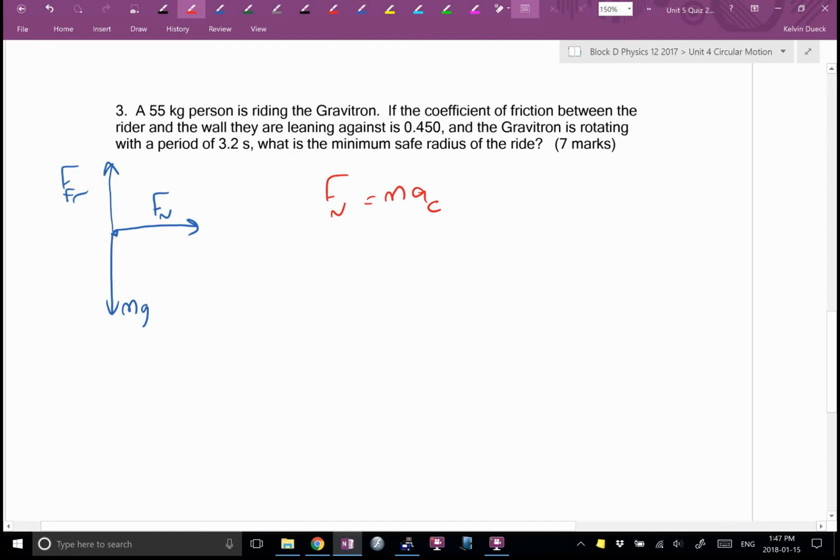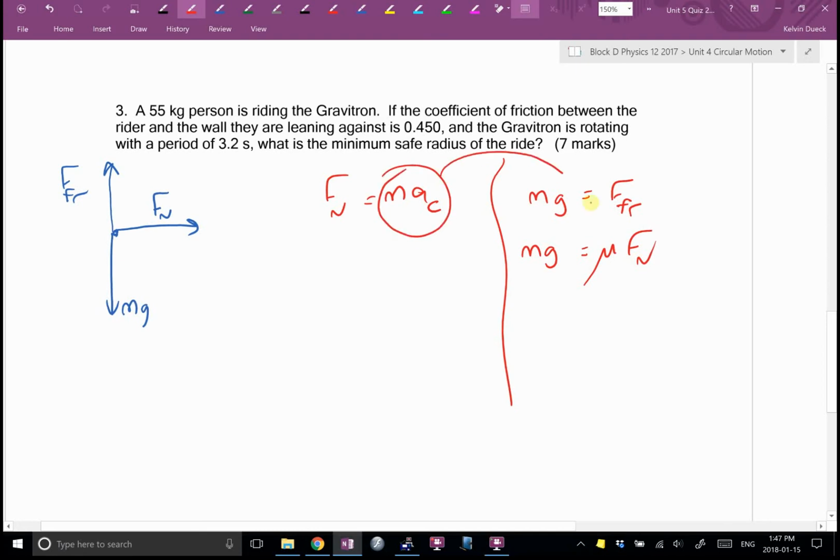Normally I would say, I don't know the normal force. Oh, but look. I don't know the normal force, but I have another equation that I can write. I can also write gravity equals friction. Gravity equals mu times the normal force. And the normal force is going to be MAC. So I'm going to get this equation here.